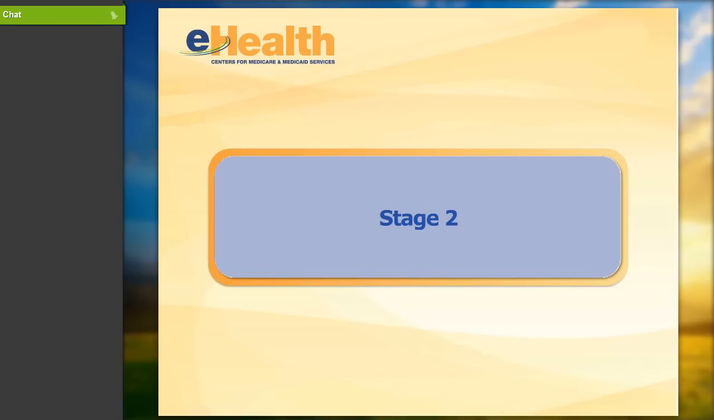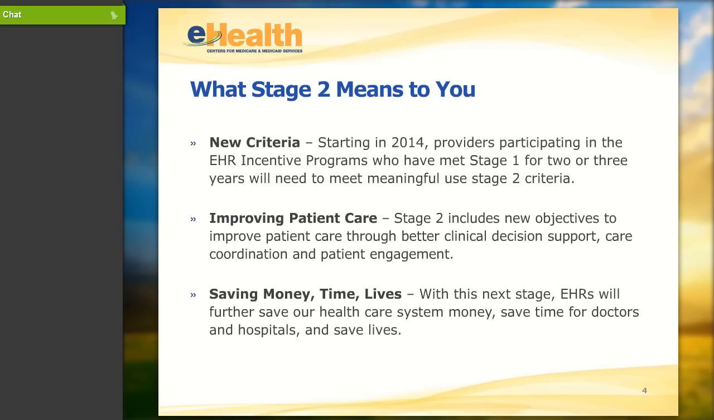So with that said, let's talk a little bit about Stage 2 and what is coming next year. So what we have with Stage 2 is some new criteria, some things that in 2014 for providers who have already done at least 2 years with Stage 1. Moving to Stage 2, we'll have some new objectives, and we'll talk about what those new objectives are. We have some things that are focused specifically on improving patient care through clinical decision support, through care coordination, through patient engagement, and again, we'll highlight those objectives and where they are.